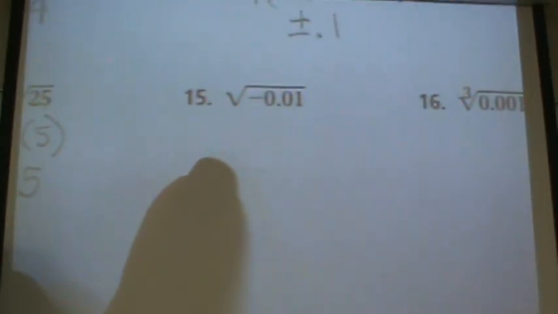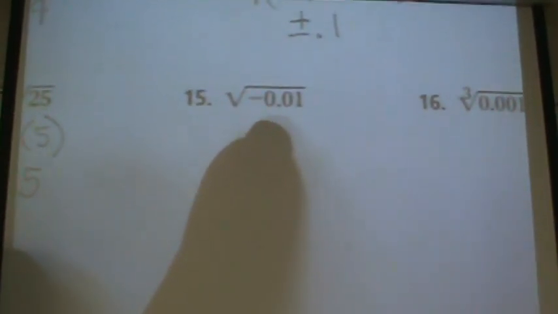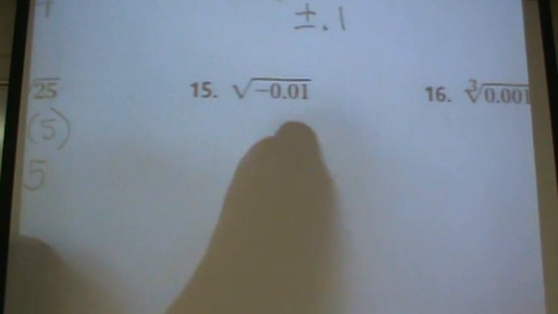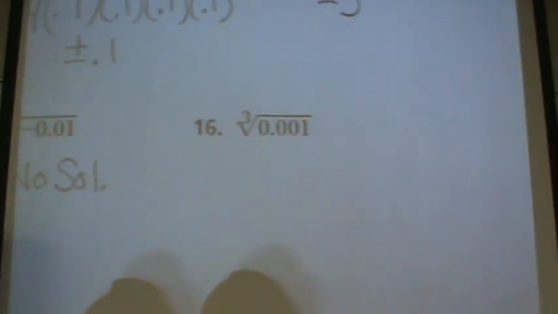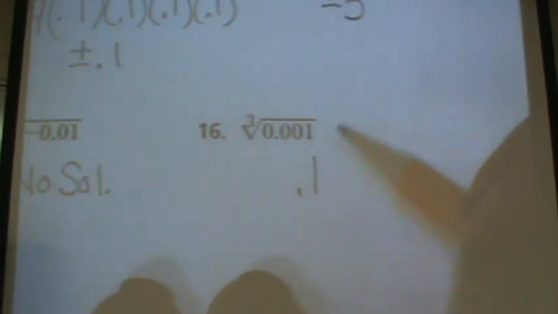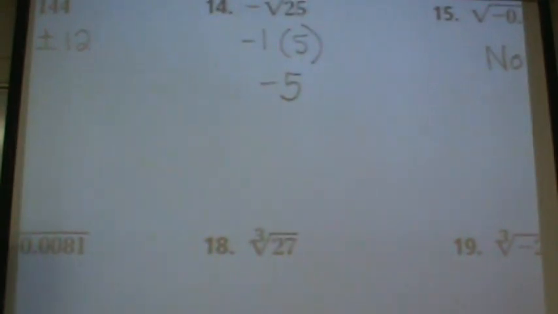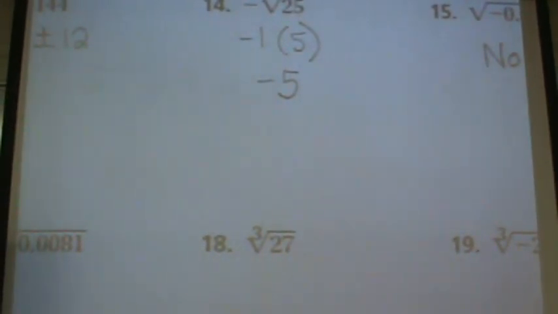Next one. Are you able to do this one? No, you're not, because it's an even index and it's a negative number, so this one is no solution. Number 16, what 3 numbers multiply to give you 0.001? That would be 0.1. Number 17, what 4 numbers multiply to give you 0.0081? And that would be 0.3.